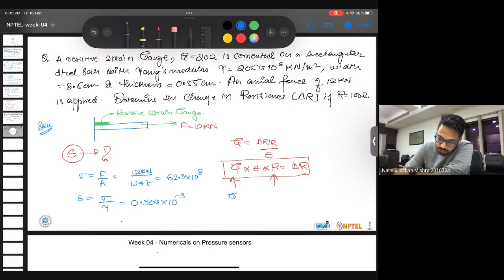Then G, so the value of G is 202 multiplied with this epsilon value 0.304 into 10 to the power minus 3, and resistance is 100 ohms. So finally, after solving it, the value of change in resistance is coming out to be 0.067 ohms.